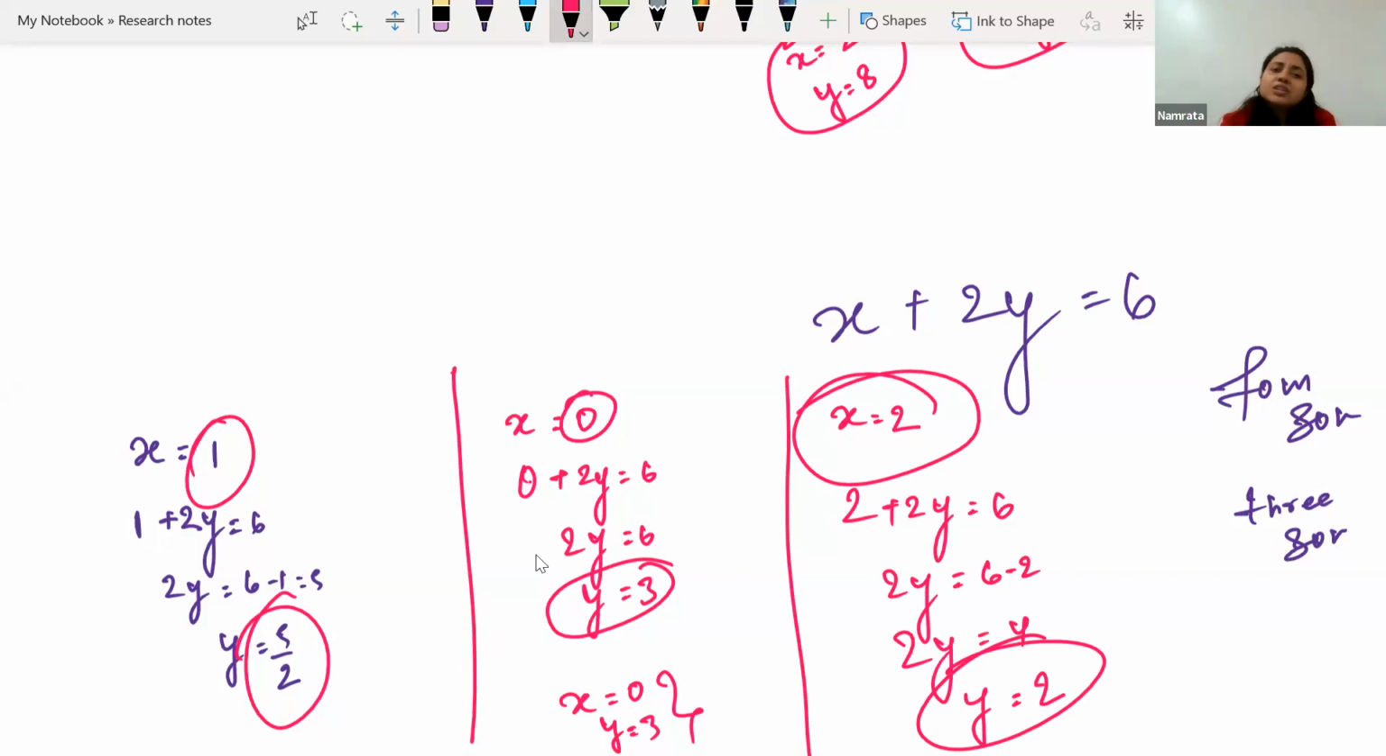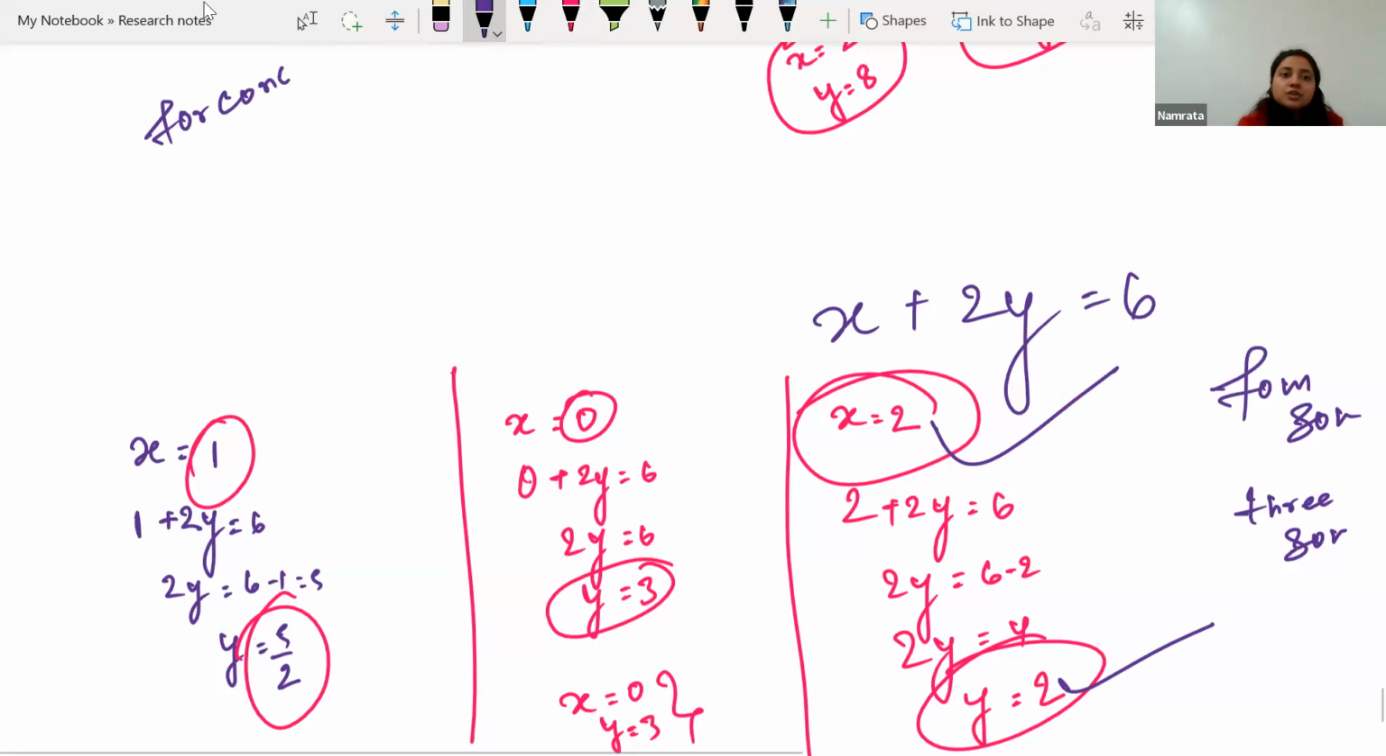What is the meaning of this word solution? Solution means it will satisfy the equation. We have got x as 2, y as 2 for the concept. We are not going to do this in the question. This is just for the concept, or for the checking part.